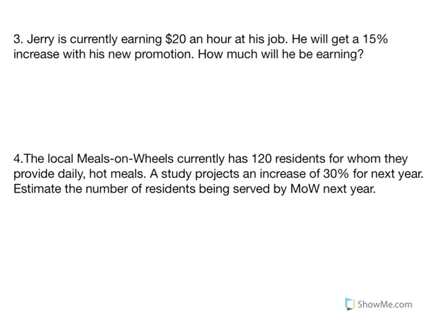All right, and number 3, Jerry's currently earning $20 an hour at his job, and he's going to get a 15% increase. So 15% increase means 15% more than 100%. So we're going to have 115 over 100. So the 100%, that's what he's earning now. The 115 is his increase.